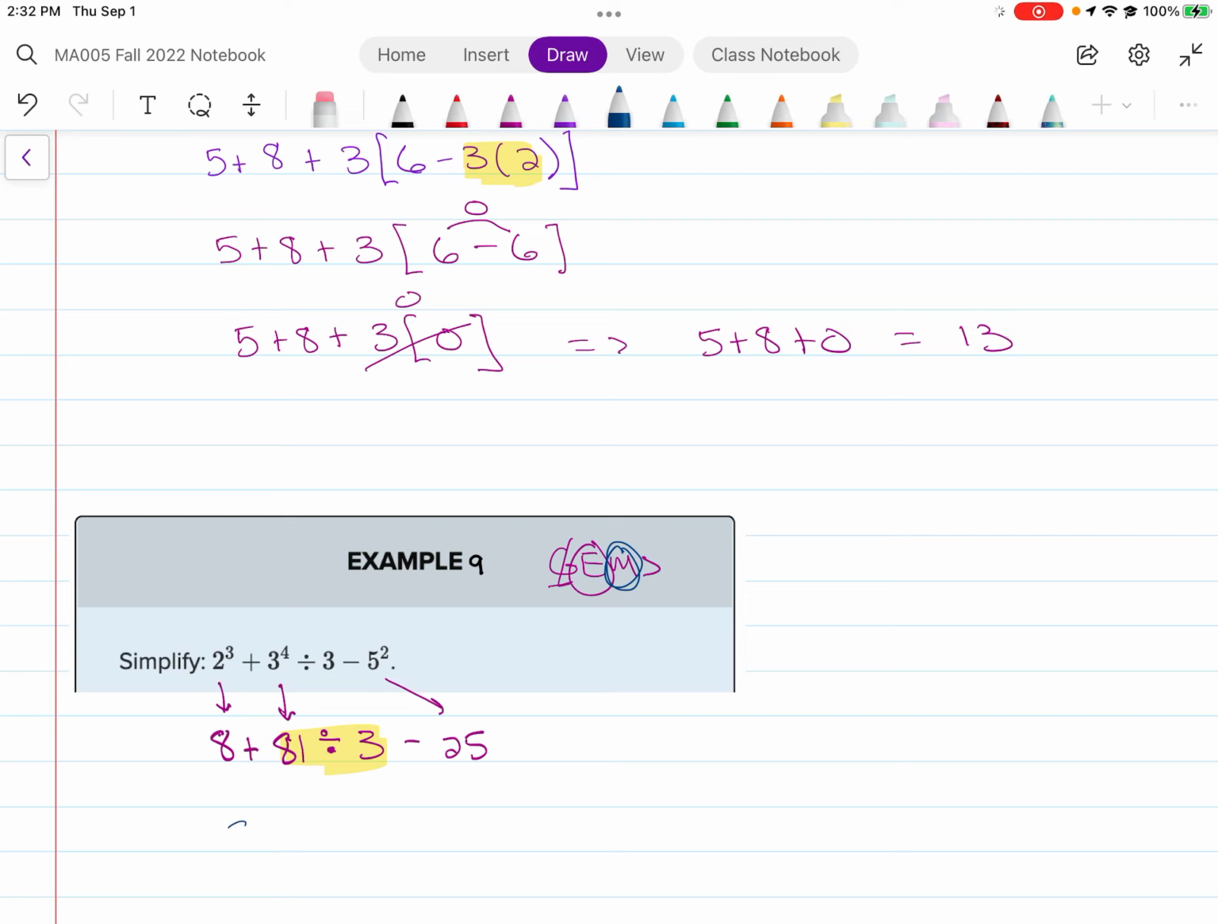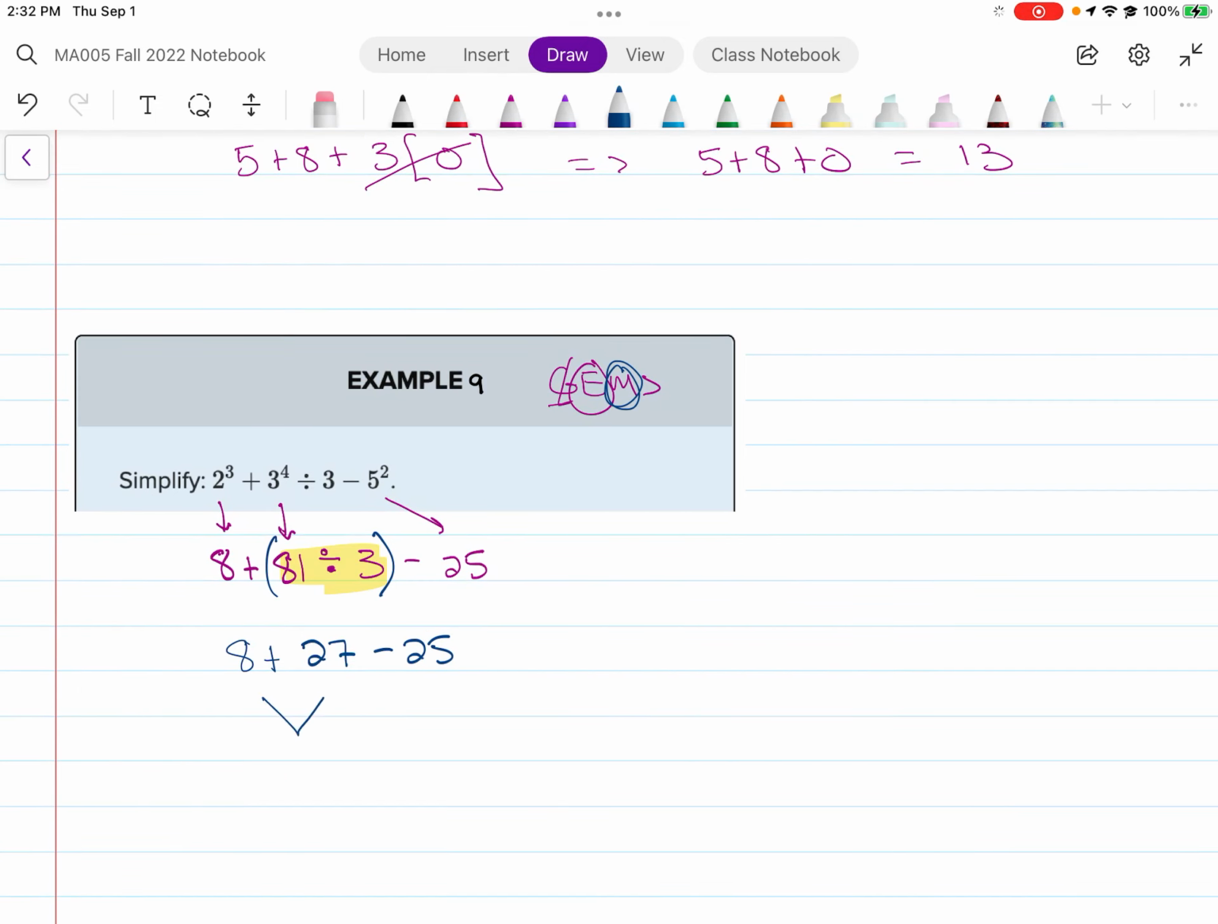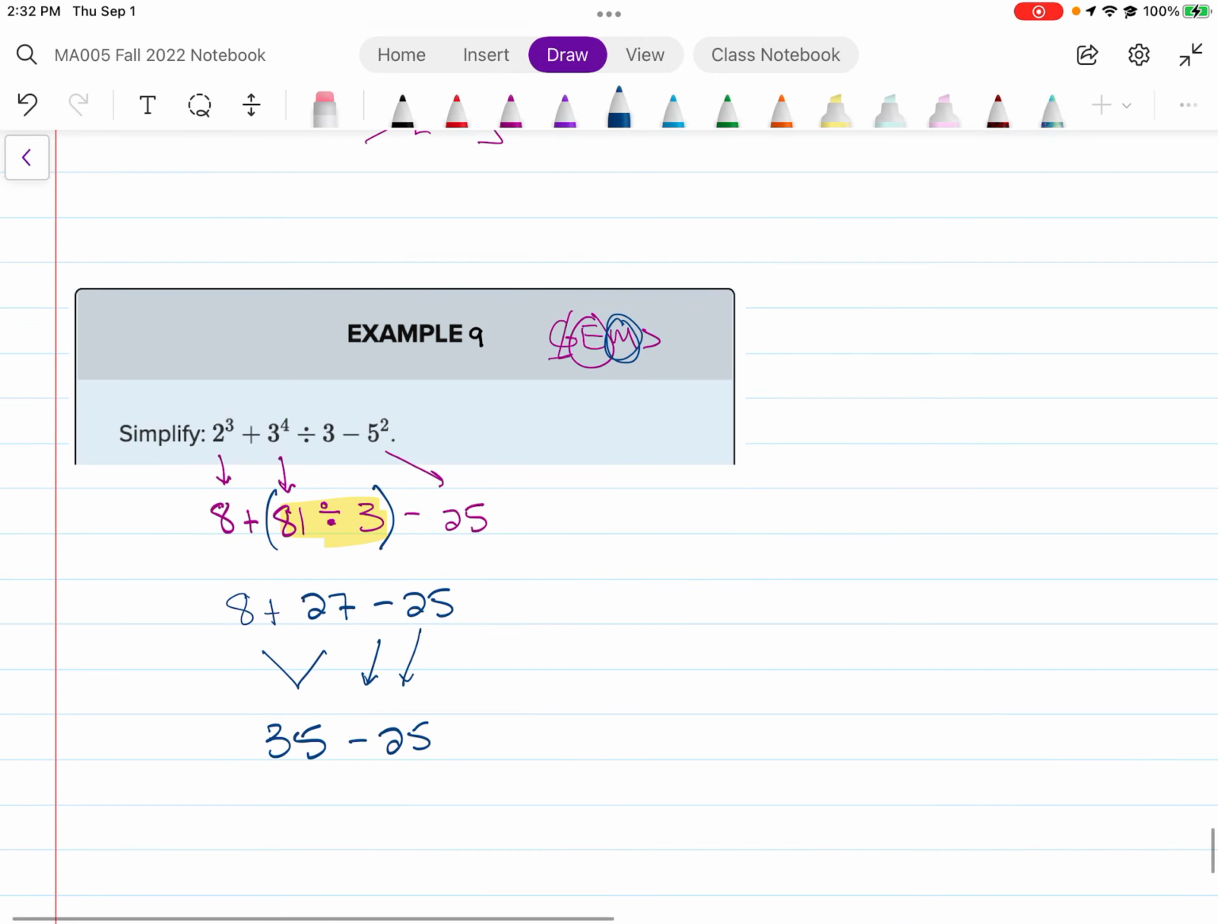All right, so I've got to say 8 plus, and you can put parentheses around it if you want to so it jumps out at you. 81 divided by 3 is 27 minus 25. Now we're going to go left to right. So 8 plus 27 is 35. And we've got to carry this down, right? Minus 25. 35 minus 25 is 10. All right?